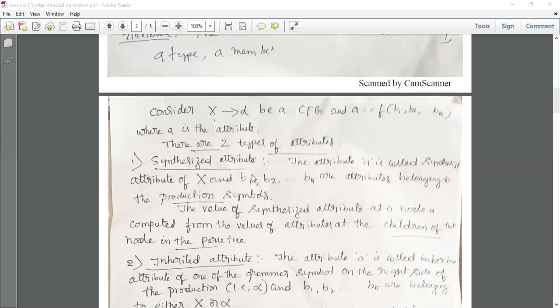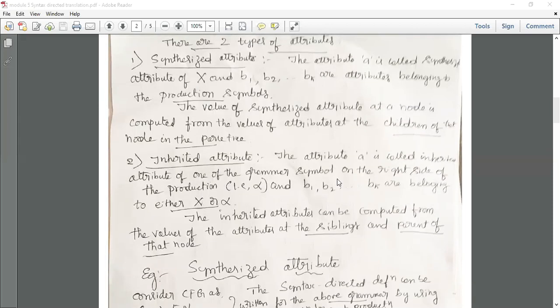Here we need to worry about the left side of the synthesized attribute of X, the left side non-terminal we need to discuss in the synthesized attribute. Here we worry about the right side of the production, that is alpha, and B1 to Bk. Here also on the right side only, B1 to Bk belong to either X or alpha. We have completely discussed X, so we will be under the alpha only.